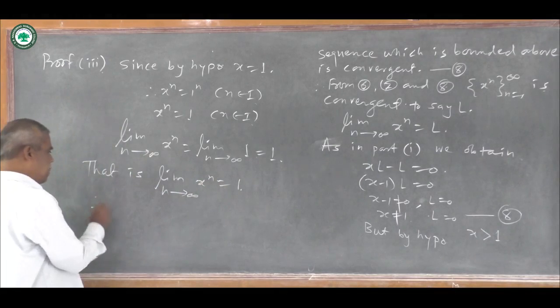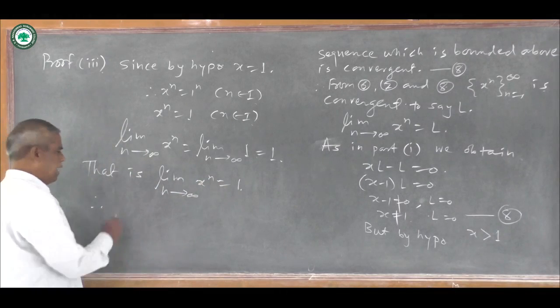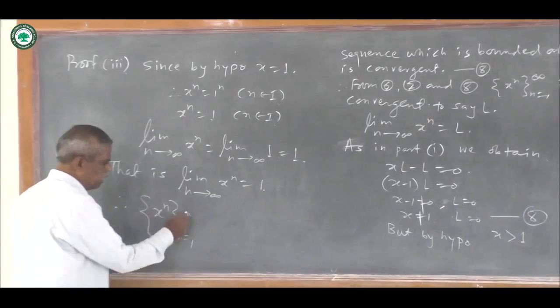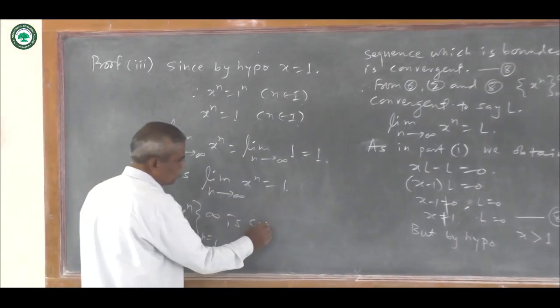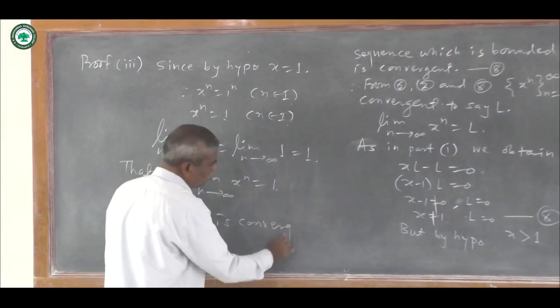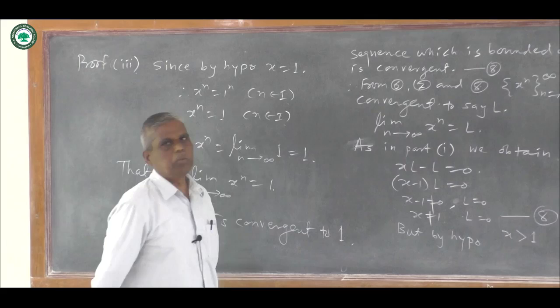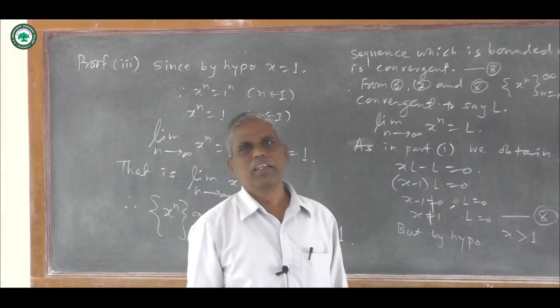Therefore, by definition of convergent sequence, the sequence x raised to n, n is equal to 1 to infinity, is convergent to 1. Hence the proof of theorem number 3.